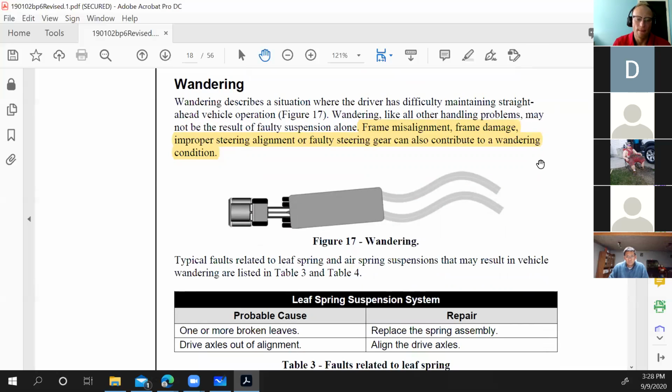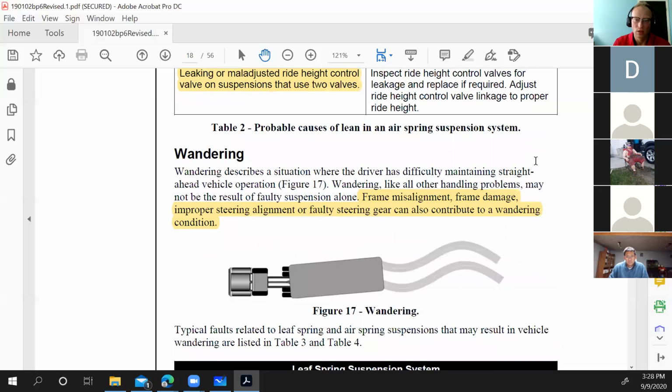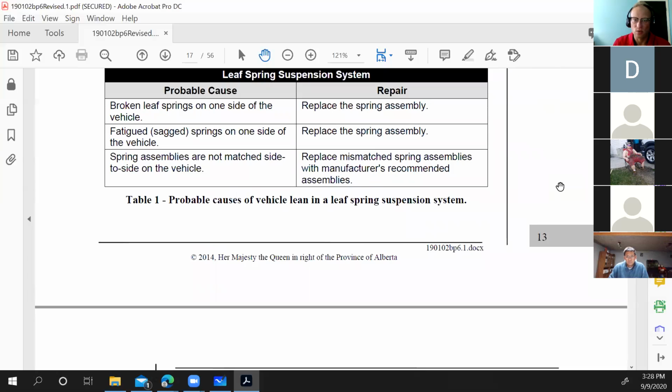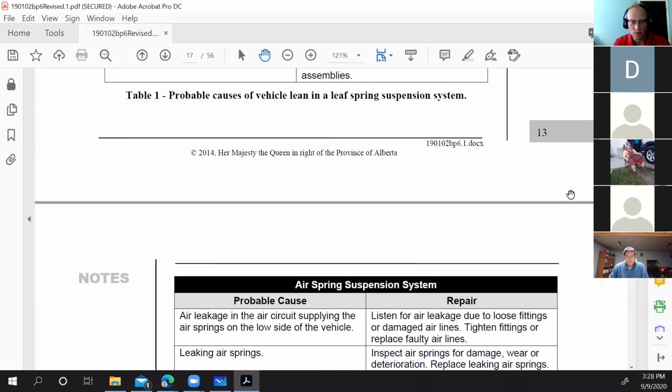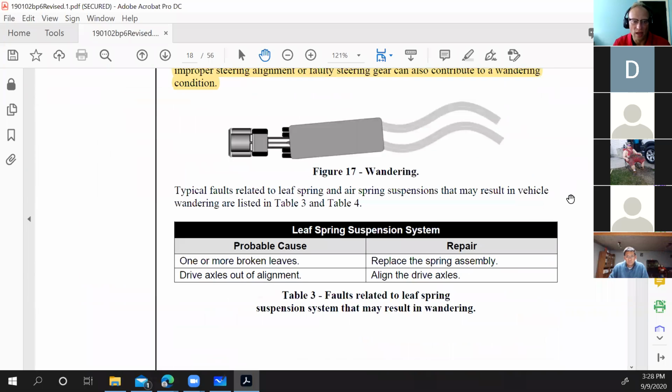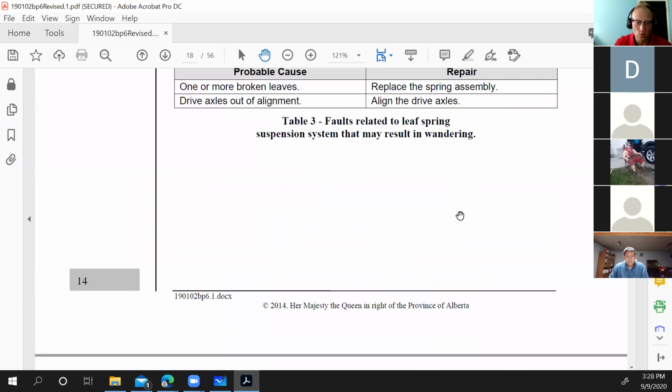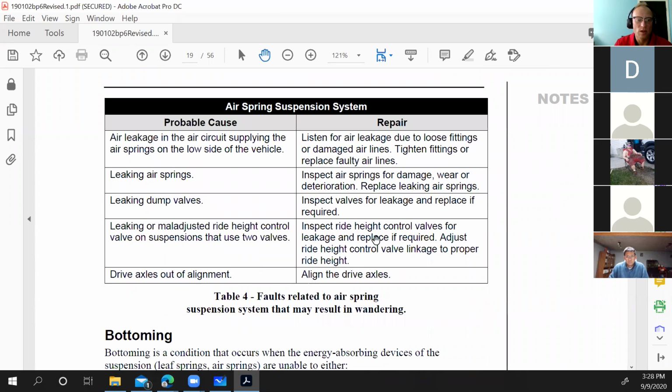Weight distribution. Yeah, improper weight distribution, because what'll that do? That'll make you sit like this, right? If you improperly distribute the weight, then you're going to be trying to turn one way or the other. So absolutely, improper weight distribution will do that as well. Okay, for leaf springs, especially drive axles out of alignment or broken leaves, that'll cause you to wander as well. And air suspension, pretty much all the same things with an addition of out of alignment.